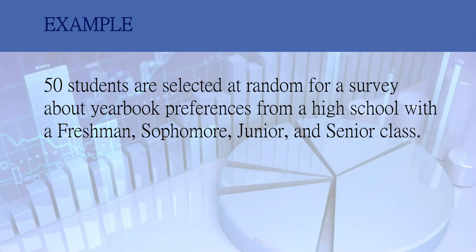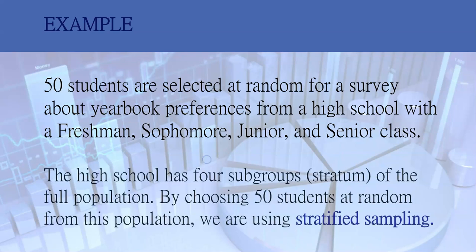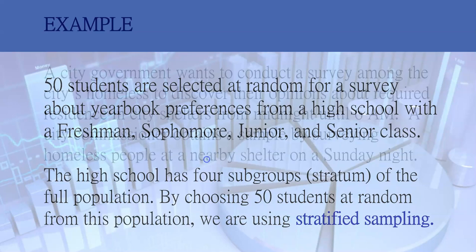50 students are selected at random for a survey about yearbook preferences from a high school that has a freshman, sophomore, junior, and senior class. In this case, since you have subgroups, the freshmen, the sophomores, the juniors, and the seniors, this would be stratified sampling because they would naturally divide up into those characteristics.